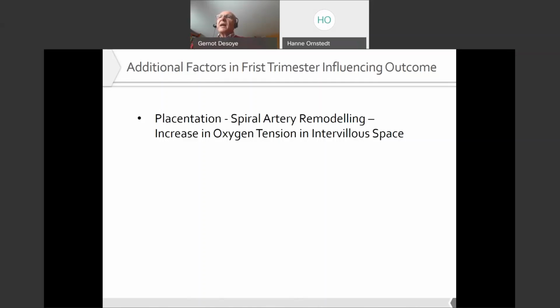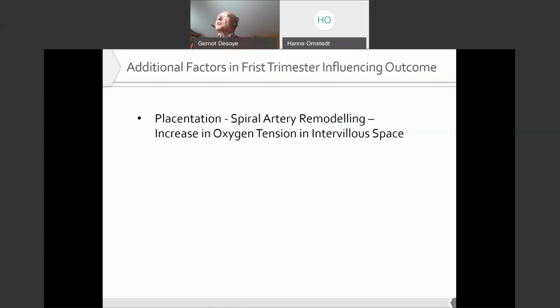Is placentation affected by the diabetic environment? That might then result in a change in the remodeling of the spiral arteries through which maternal blood flows to nourish the fetal-placental unit. This remodeling of the spiral arteries is important because, after it has finished occurring, it allows the flow of fully oxygenated blood from the mother into the intervillous space, thereby increasing the oxygen tension in the intervillous space.